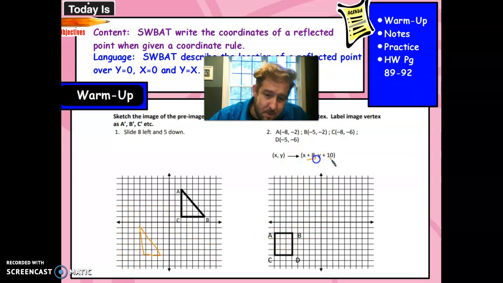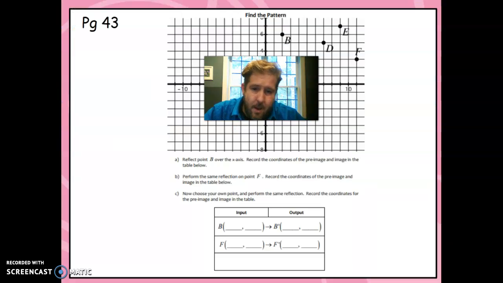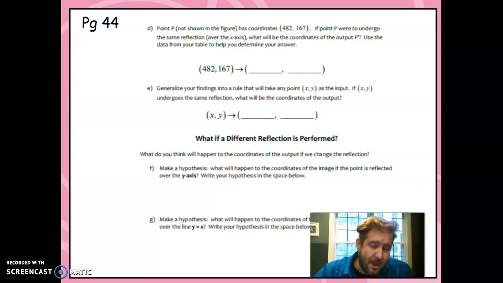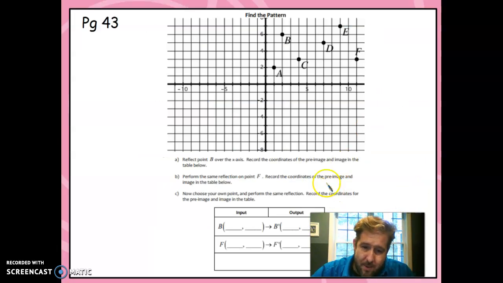And this one over here is going to be right 8, up 10. So you just simply move each point right 8, up 10. And then wherever it ends up, you end up with the exact same rectangle. It would be somewhere in this. Okay, obviously it would be more like this. But it'll be somewhere in that vicinity. Now, I really want to focus on this lesson in particular, talking about reflections and how to write that rule.